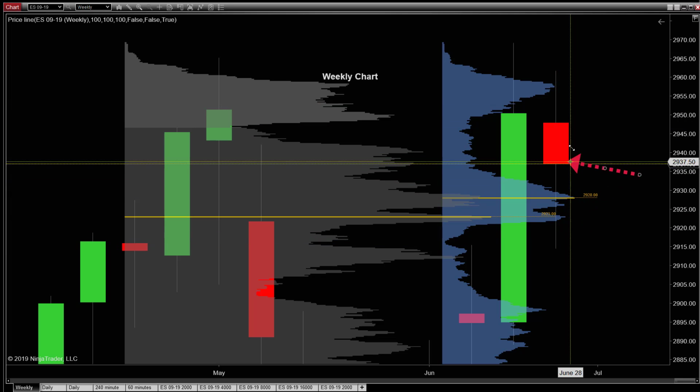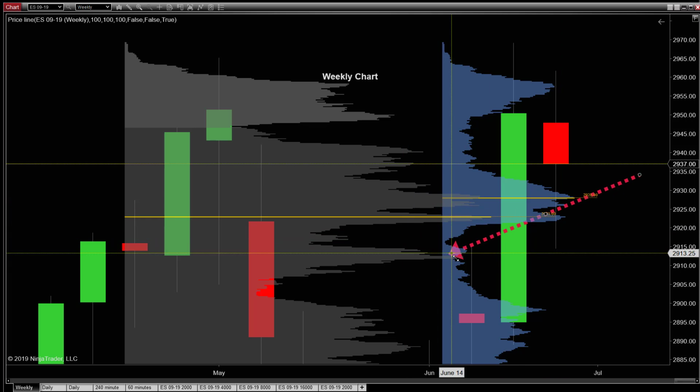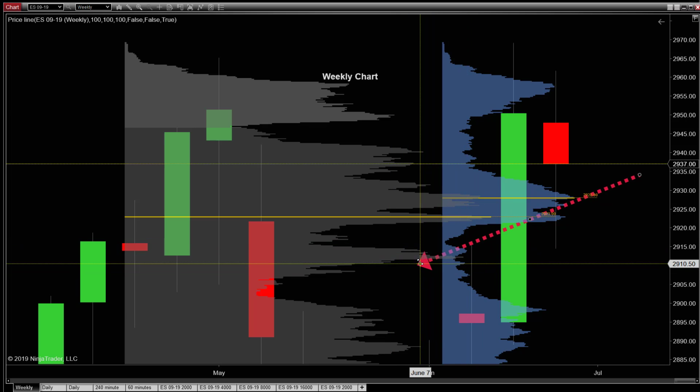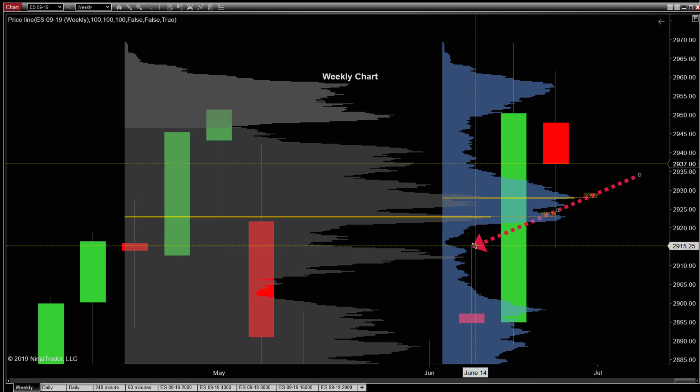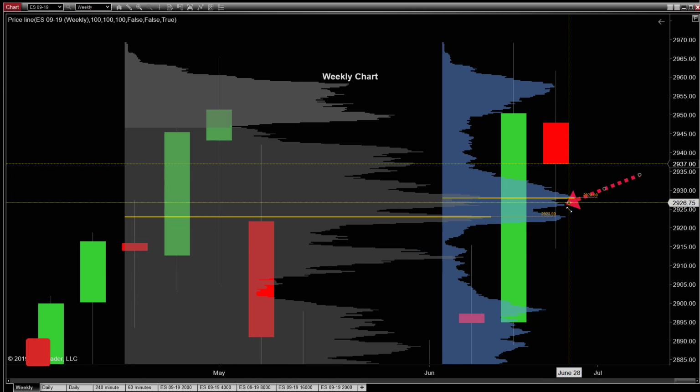You can see here on the weekly that we came down and tested into this big volume profile down here, which matches up with this little node for the recent weeks. You can see a big bounce. It had a reversal off of the top of this candle also. So we're pushing back up this week.